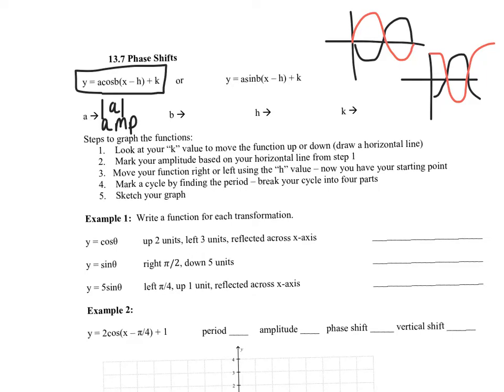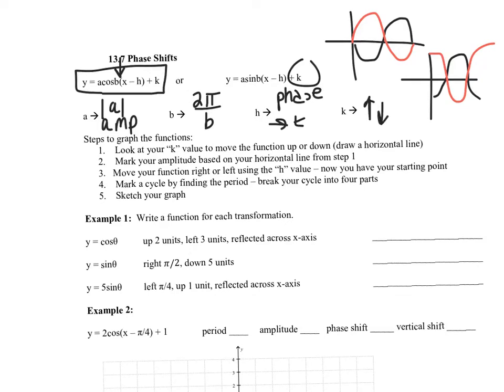B, right here, tells you the period. So 2 pi divided by B is the period. H is the phase shift. So it's going to tell you whether it's going to move left and right. And K tells you if the function has shifted up or down.